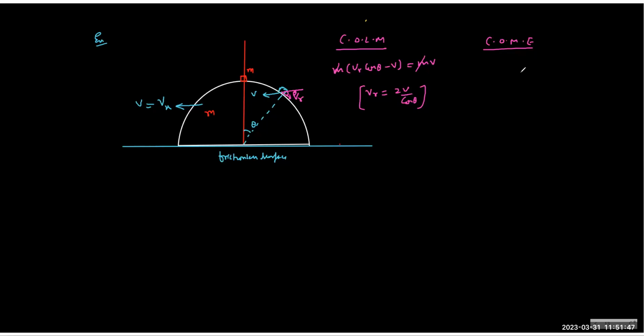Conservation of mechanical energy. How to write? Loss in potential equals gaining kinetic of the system, not individual, right? System. So how much potential has been lost? The wedge is not going down. The wedge center of mass is fixed. The block is coming down. mgR(1 minus cos theta). This is the loss of potential. That will give kinetic to everything.